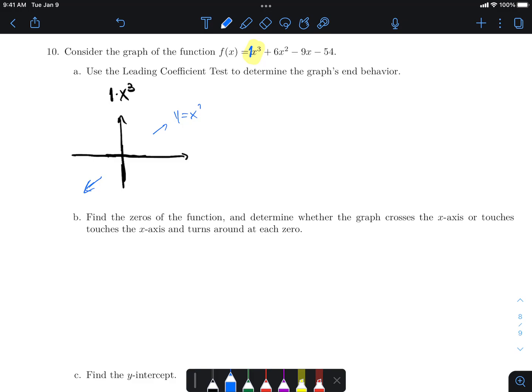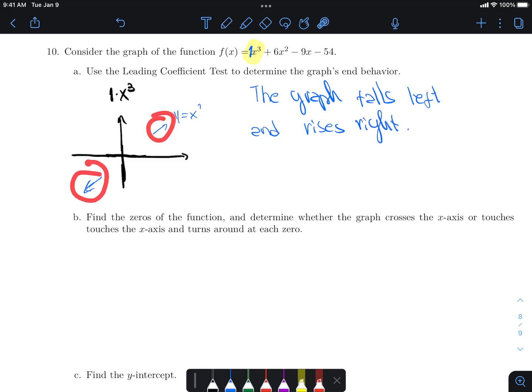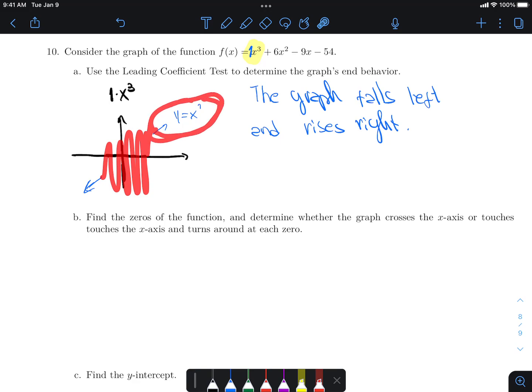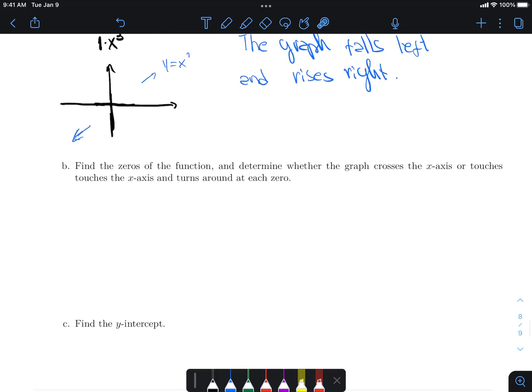The end behavior is that the graph falls to the left, if you want to be more precise, and rises to the right. Okay? So this is the end behavior. We don't know what happens in the middle quite yet, but we know that as x becomes really large and positive, the function goes up. When it's really large and negative, the graph goes down. So that is A. On B, we are trying to find the zeros of the function.